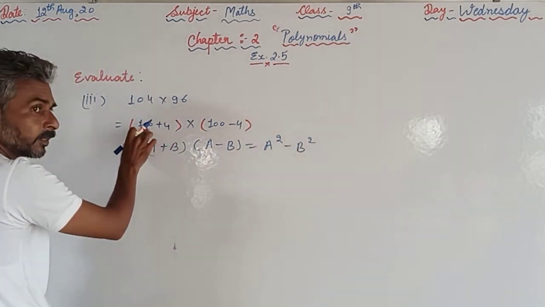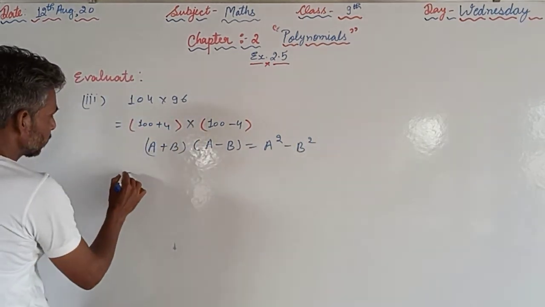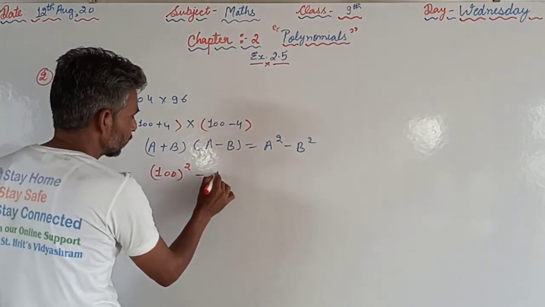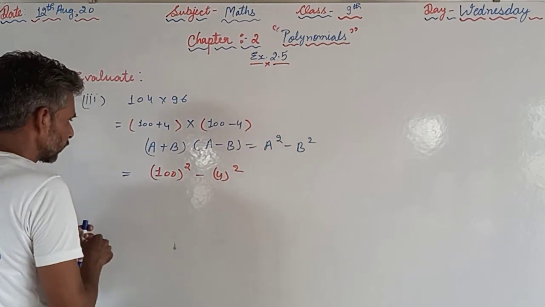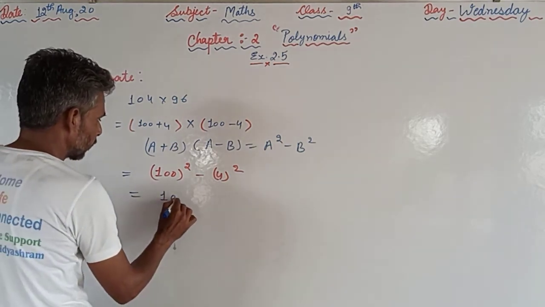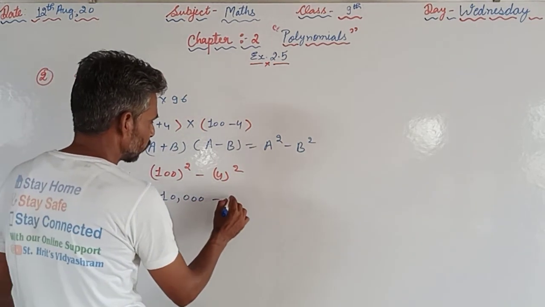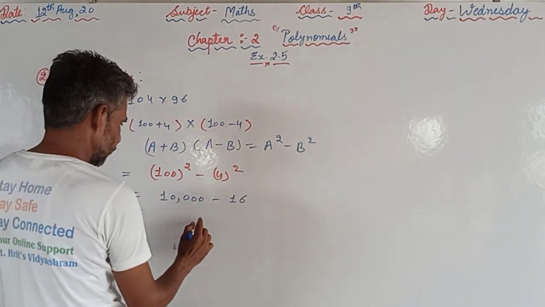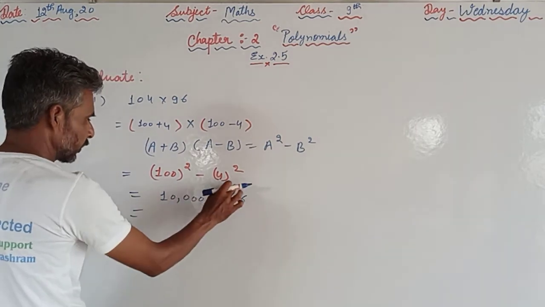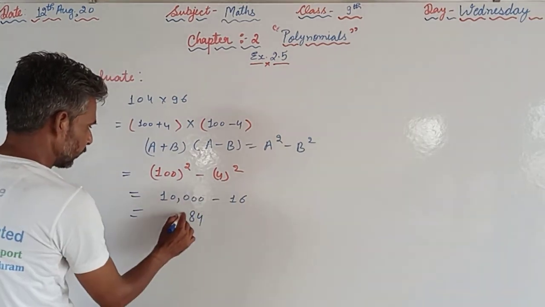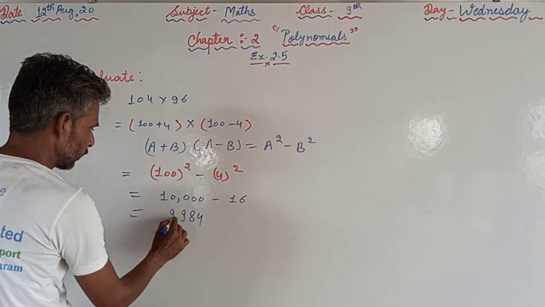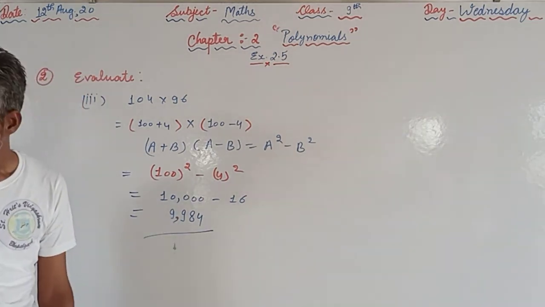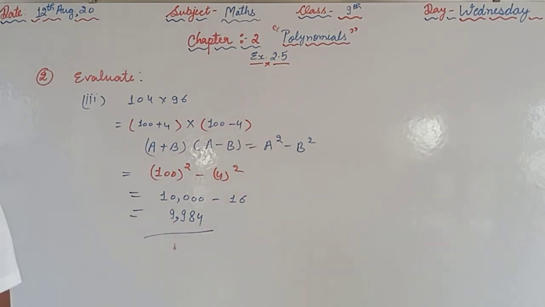Here a is 100 and b is 4. So the answer will be 100 square minus 4 square. 100 square is 10,000, minus 4 square is 16. If we subtract, 10 minus 6 is 4, 9 minus 1 is 8, and that will be 9, and that will be 9, so that is the answer: 9,984. So like this you can proceed with the exercise.